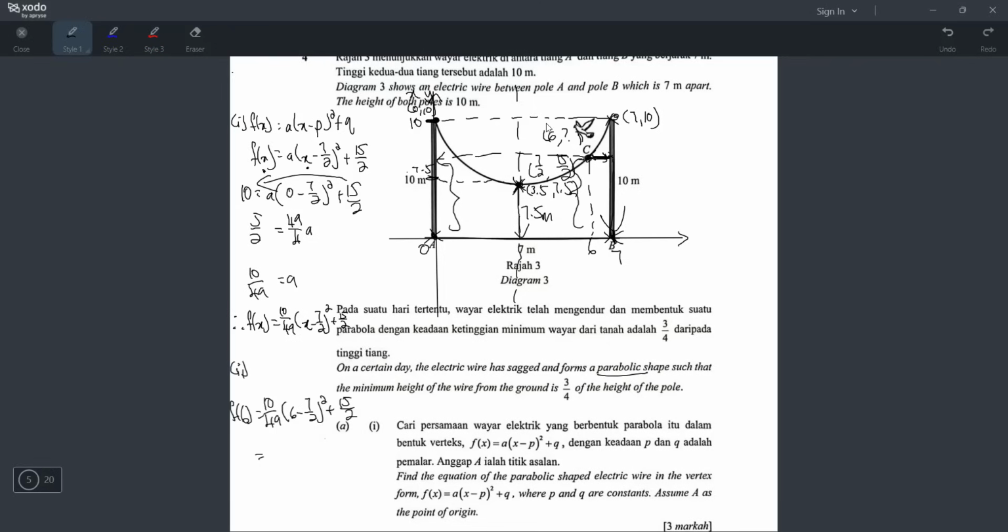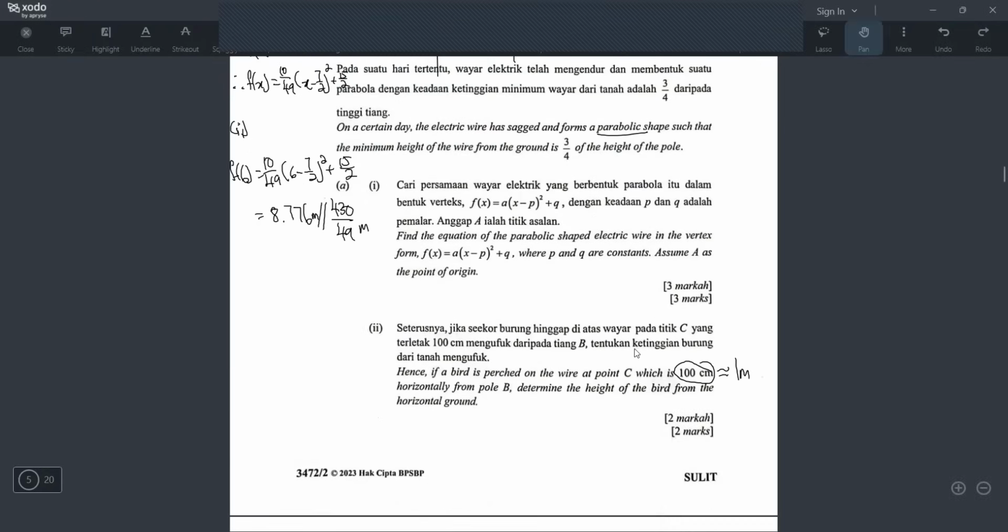But I think in this case, if you convert to decimal, it's 8.7755. So it will be 8.776, right? So you can write 8.776, or you can also write in fraction, which is 430 over 49. And don't forget to write meter. Don't forget to write meter, because this is the height of the bird and everything is in meters in the story. So yeah, this is how you get 2 marks here, 3 marks here, and I think that's all, right?